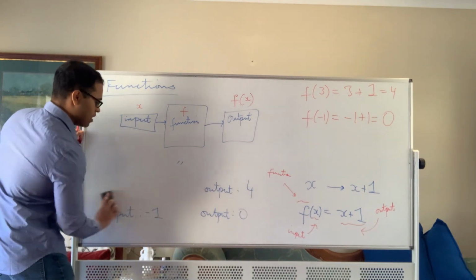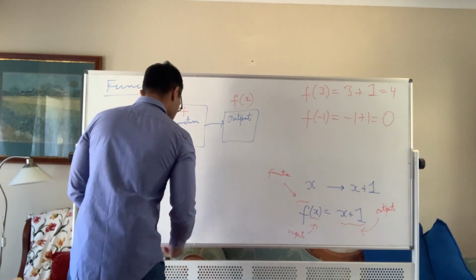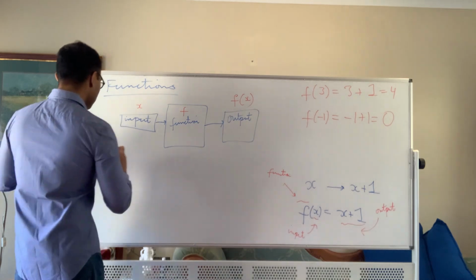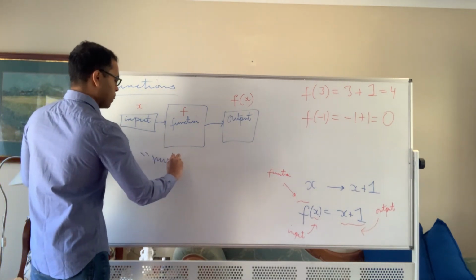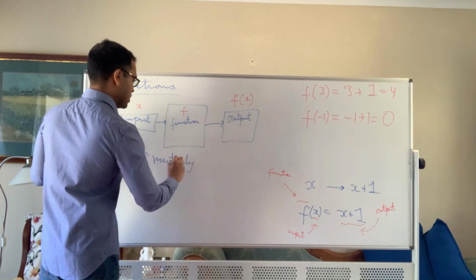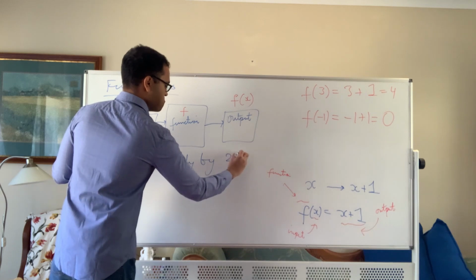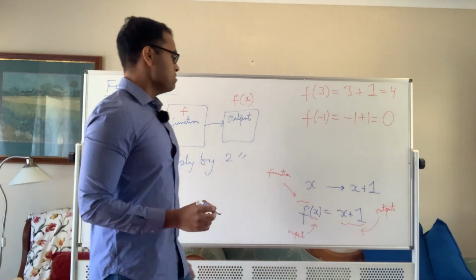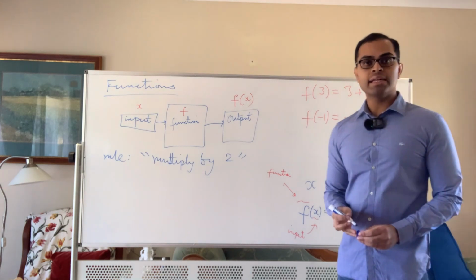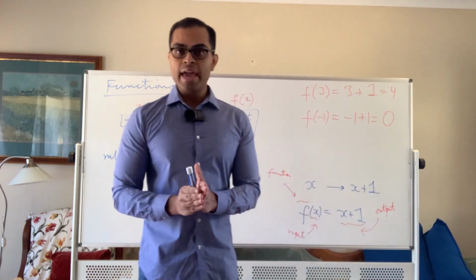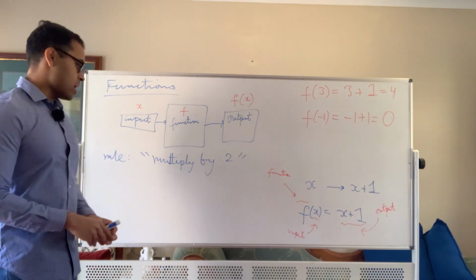So let's talk about another function, and I'm going to write it out as follows. The rule is going to be the following. The rule is going to be multiply by 2. Okay, so multiply by 2. That's going to be our rule. Okay, so what's our function going to be? How are we going to describe this mathematically? So the input is your x. What is your output going to be? If your rule is multiply by 2, what's your output going to be?